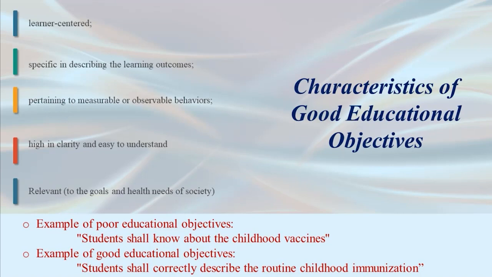Let's provide some examples. One example of a poor educational objective is: students shall know about the childhood vaccines. As you see, this objective is not measurable. It could be relevant, but it's not specific, measurable, or observable. But a good example could be: students shall correctly describe the routine childhood immunization. The verb describe is measurable, and this is also relevant and specific. So the last example has the quality criteria.